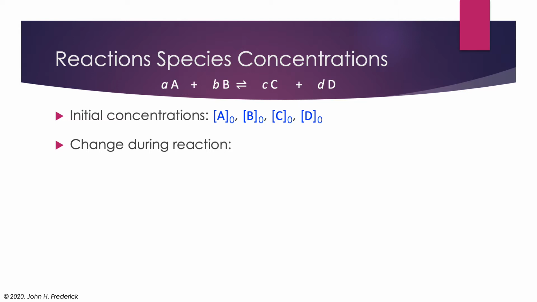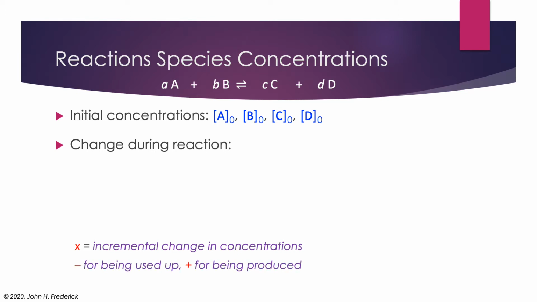Now, in order to specify this change, I'm going to use the variable x to indicate an incremental change in concentrations. I'm going to use a minus sign if it's being used up, and a plus sign if it's a product being produced by the reaction. So if I look at species A, the first reactant on the left-hand side, I'm reacting A, so its incremental change is going to be negative x, but I'm going to multiply that by its balanced equation coefficient, little a. There's a reason for doing that, because I know that these reaction species have to combine in the mole ratios given by the balanced chemical equation.